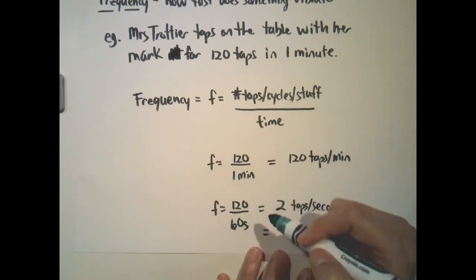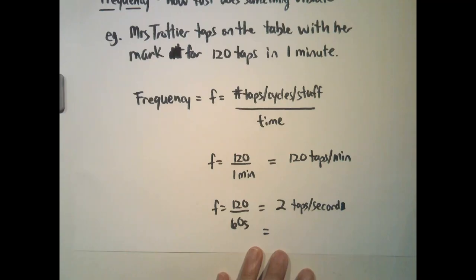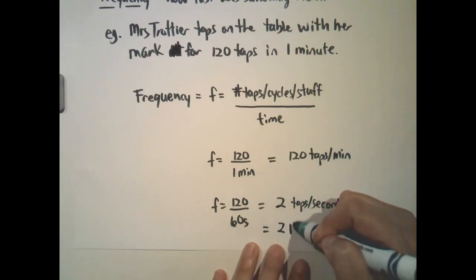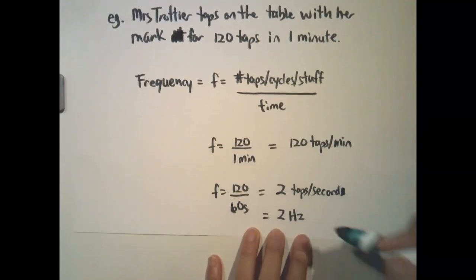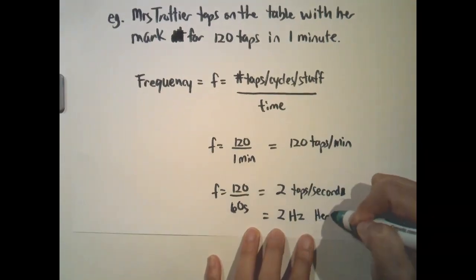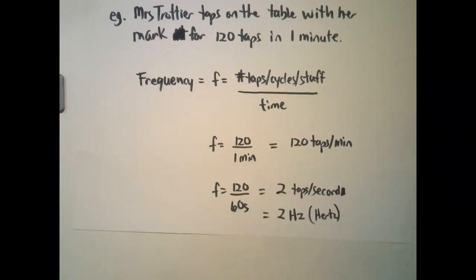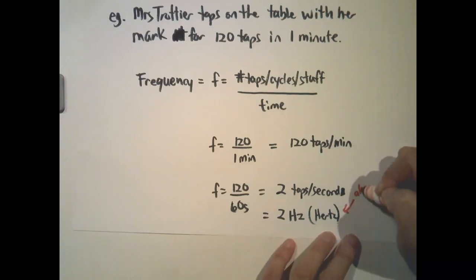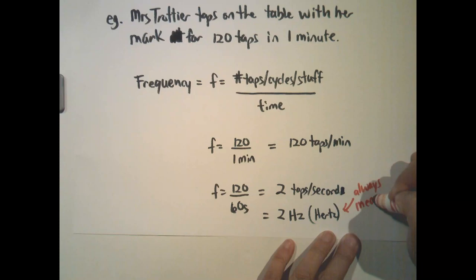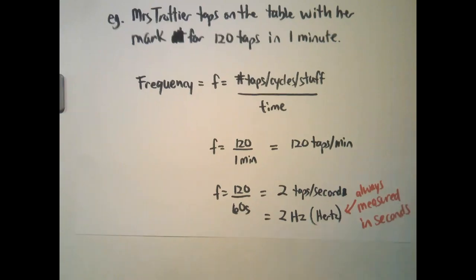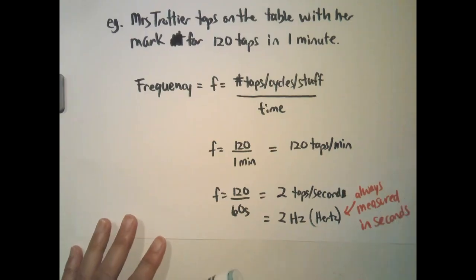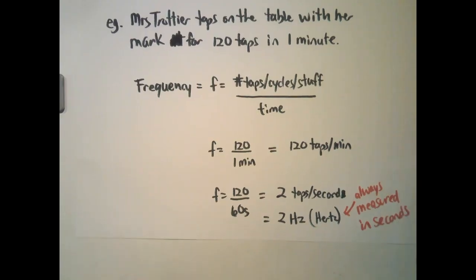Actually, there is a unit for taps per second. It's called hertz. So this would be technically 2 hertz. Okay, so hertz is always measured in seconds. All right, so let's sort of highlight that. Always measured in seconds. Okay, and so basically the answer here, what is the frequency of this, is, well, I am tapping at 2 hertz.